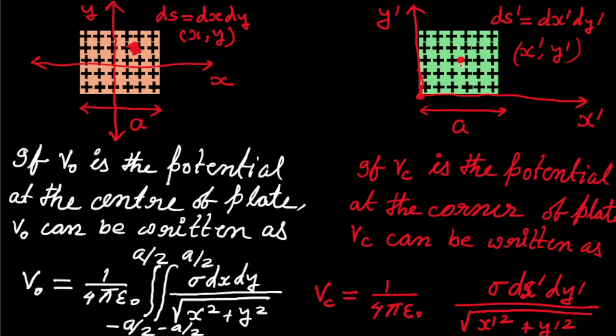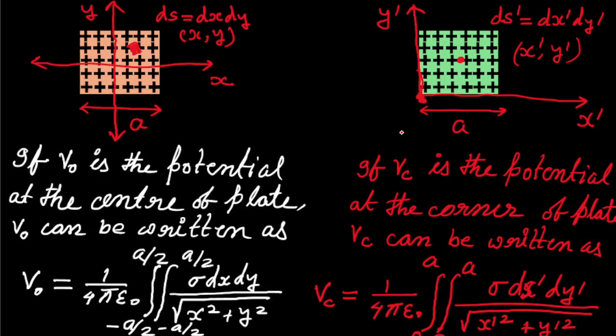So now if we want to calculate the potential due to this whole plate, again we have to integrate over the whole surface, and for the whole surface we have to put the integration limits. In this case, since this is the origin, x will change from 0 to a and y will also change from 0 to a. So both the x and y limits will be 0 to a. If we calculate these two integrations, we'll get the potential at the center and the potential at the corner of the plate respectively.